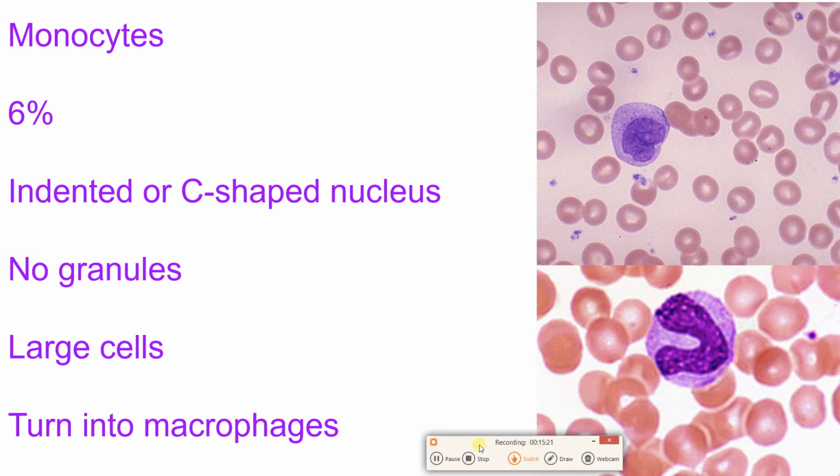Monocytes. So monocytes make up about 6%. They usually have an indented, like a C-shaped or kidney-shaped nucleus. No granules, but they are big cells. And monocytes are called monocytes when they're in the blood, but when they go into the tissue spaces, they turn into cells called macrophages. Macro meaning big, phage meaning eater. So macrophages will engulf foreign cells, pathogens, broken, damaged, and dead cells.